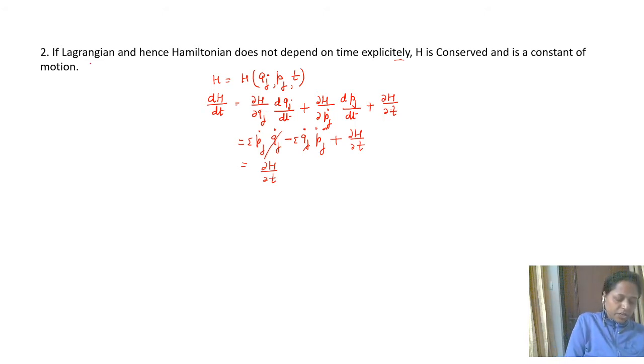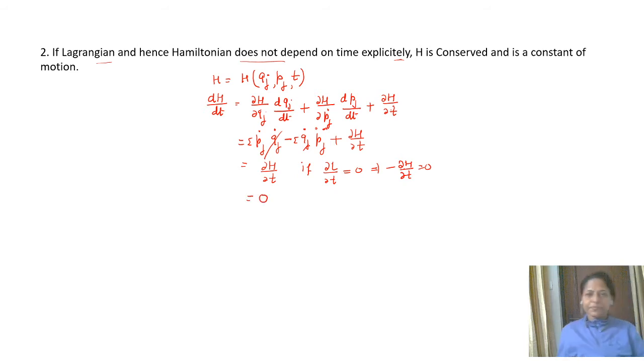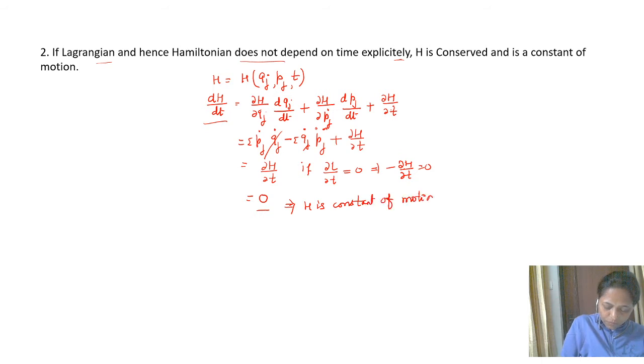Now come to this condition, if the Lagrangian does not depend upon time. So if delta L by delta T is 0, this implies delta H by delta T is 0. So put it here. Now you get dH/dt is 0. This implies H is conserved, or H is a constant of motion.